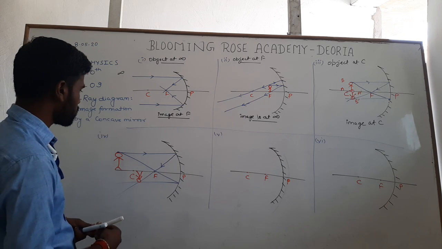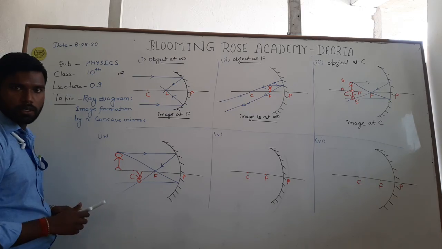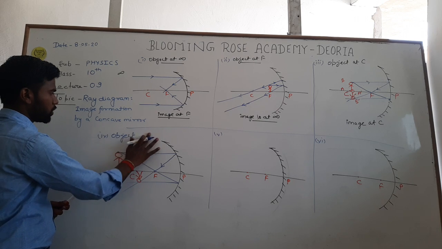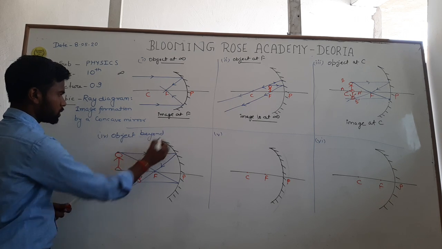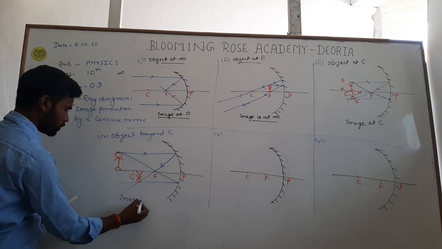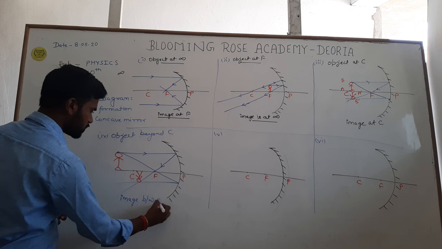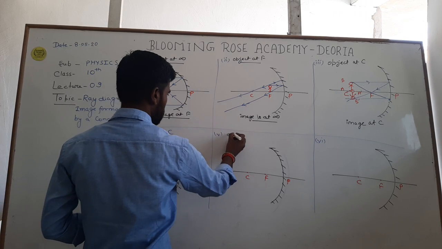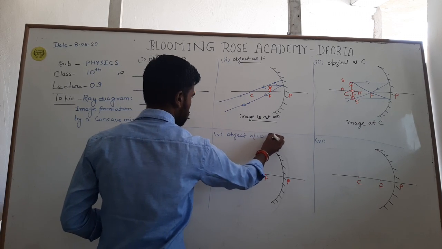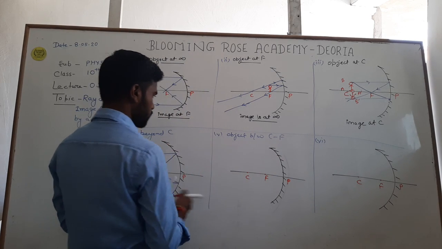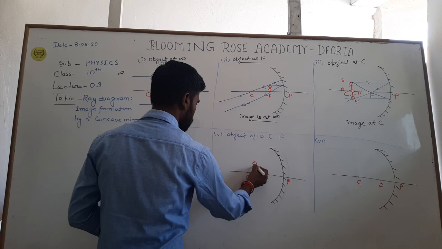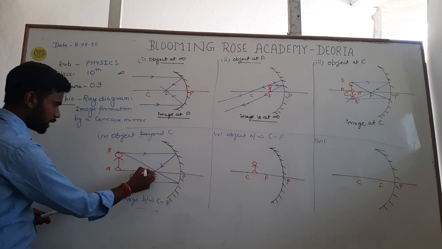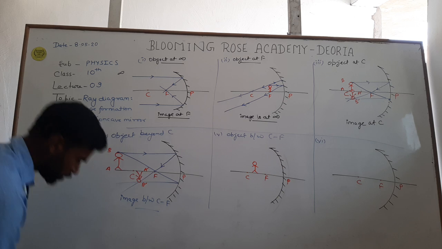So here you can write down: object beyond C, image between C and F. The next condition, just opposite to it, is when we place the object between C and F. So here we have put the object between C and F. Here AB is the object and A dash B dash is its image.